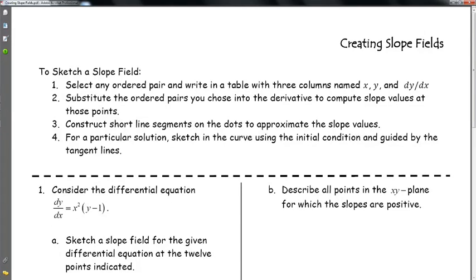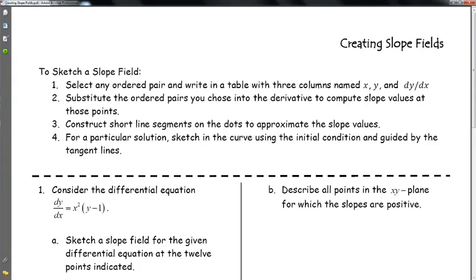Alright, my last video talked about what slope fields are. This one gets a little bit deeper into actually creating the slope field. In order to sketch a slope field, you need to select any ordered pair. Typically they'll give you a bunch of dots, and they'll specify what ordered pairs they would like you to start working with. You want to write it in a table with 3 columns named x, y, and dy/dx.